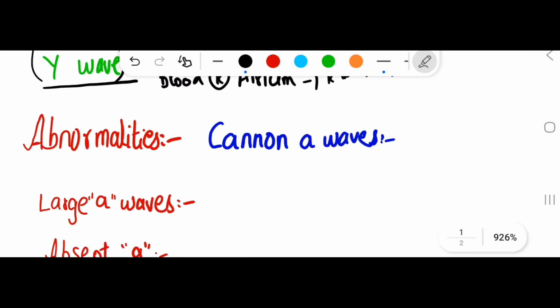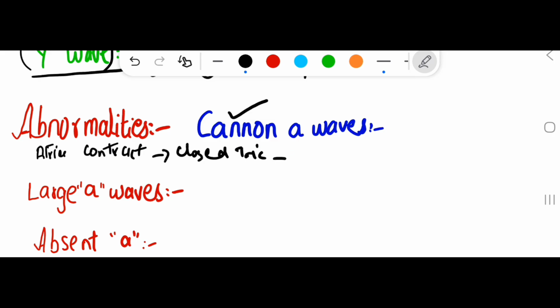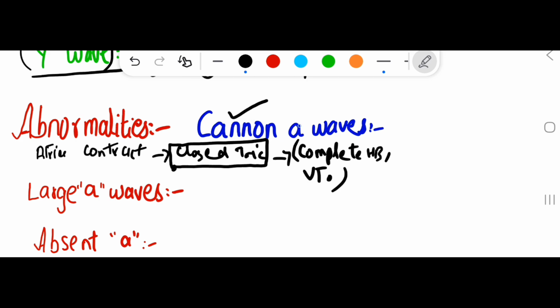So what are the abnormalities that can be seen in the JVP? First one is Cannon A waves. Cannon A waves are produced when the atria contract against a closed tricuspid valve. It is seen in complete heart block and also ventricular tachycardia. So in these two situations, the tricuspid valve is closed when the right atrium contracts, and in this way large Cannon A waves are produced.